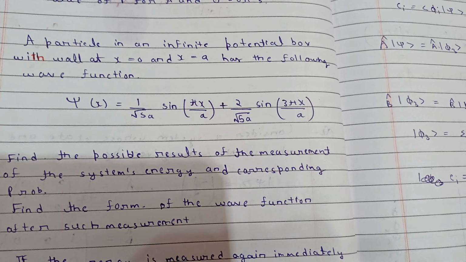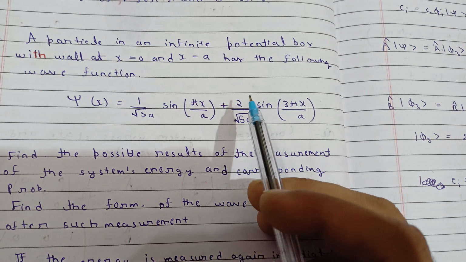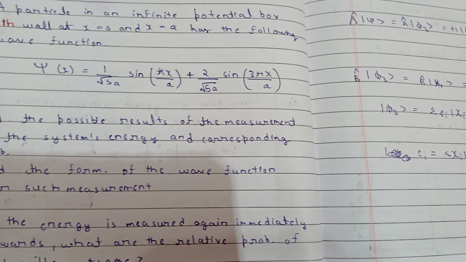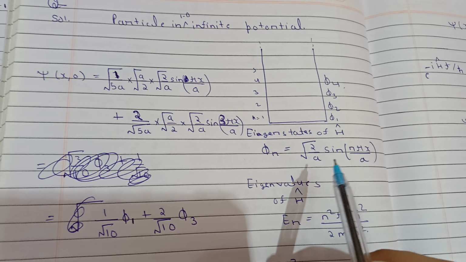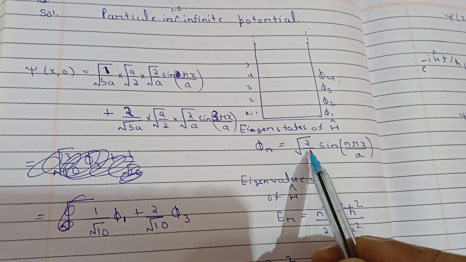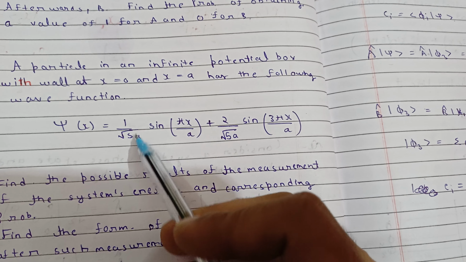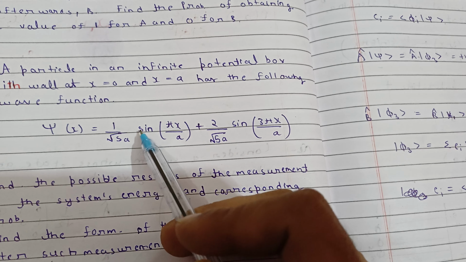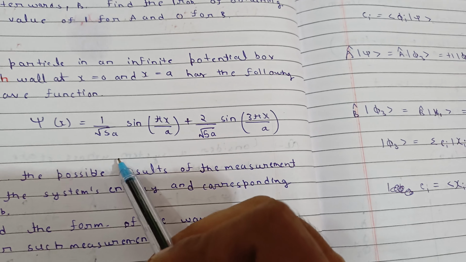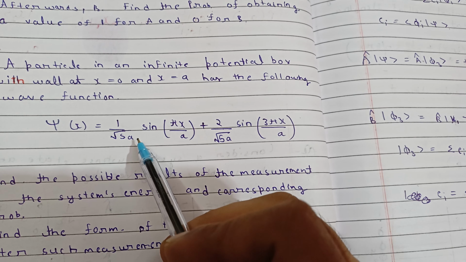So if this wave function is given, let's find the energy eigenstates. How can you find them? First you need to write this in the form of energy eigenfunctions. It should have root 2 by a outside. So this is given, just multiply with root a by 2 and root 2 by a. That will give you the form which you need.